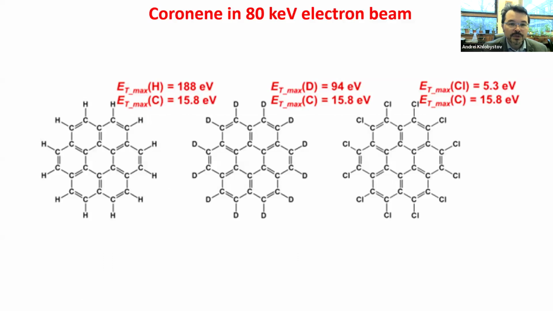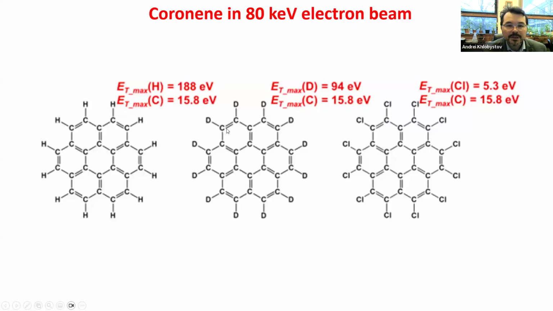So let's return to molecules, and this is my final example. Is there something more complex we can study? How big can we go when we talk about reactions in carbon nanotubes? We like these polyaromatic molecules, and this one is called coronene. It consists of 24 carbon atoms and 12 hydrogen atoms. Hydrogen is bad news. Just to remind you, at 80 keV, we have 188 eV energy transfer to the hydrogen. So it's quite difficult to study this molecule.